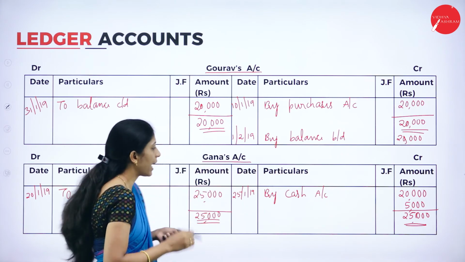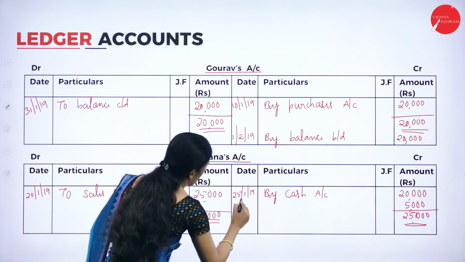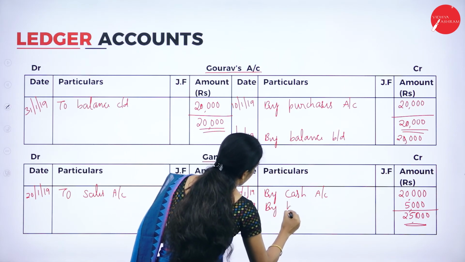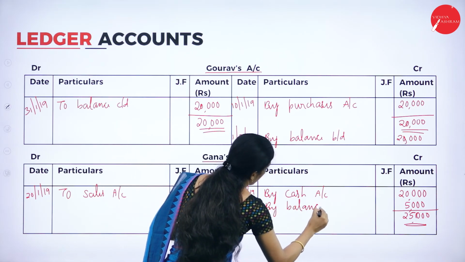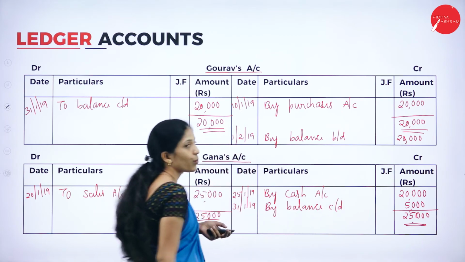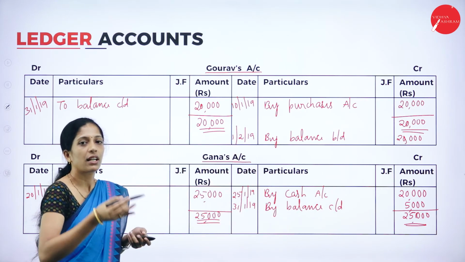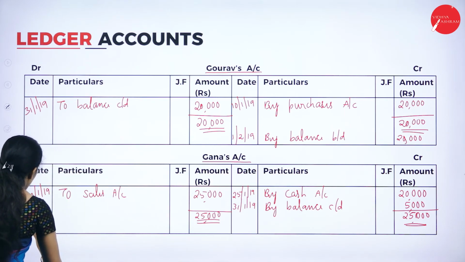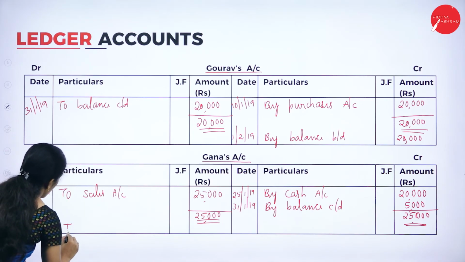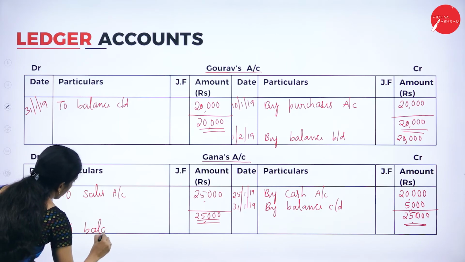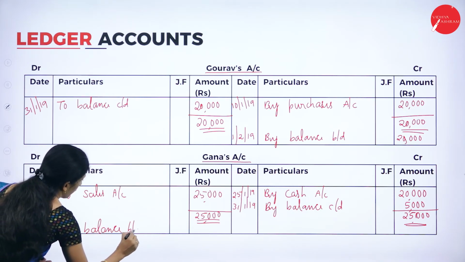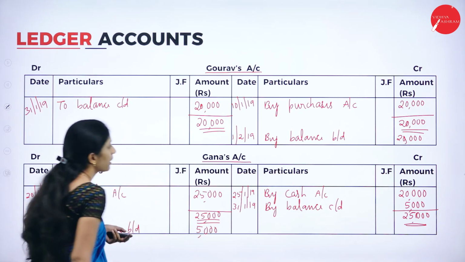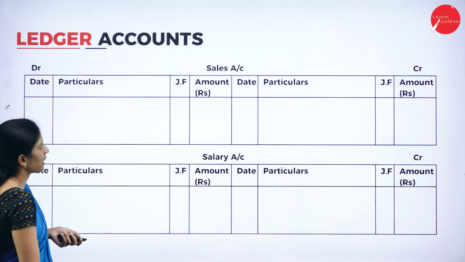Now what is this 5,000? 5,000 has to be carried down. So when we are going to carry down, 31st/1/2019 by balance carried down. So whatever the amount you have carried down, bring down that balance to the next month beginning, that is 1/2/2019 to balance brought down, bring down the balance. So how much? 5,000. So we are done with Ghana's account.